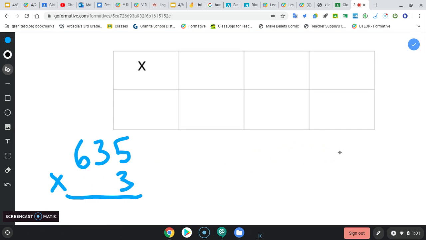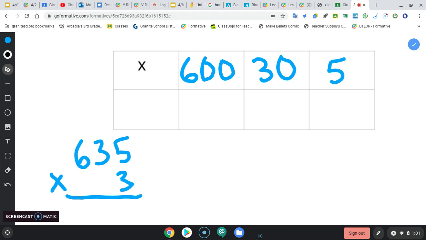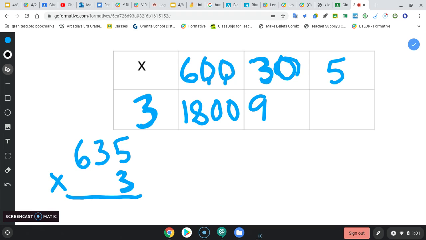Okay, 635 times 3. So I need to expand my 635. So there's 600s and 3 tens, so 30, and then 5 ones times this 3. Okay, so 3 times 6 would be 18, and then add these two zeros. 3 times 3 would be 9, then I add this zero. So 3 times 30 would be 90, and then just 3 times 5 for 15. And add them up, and we're done.